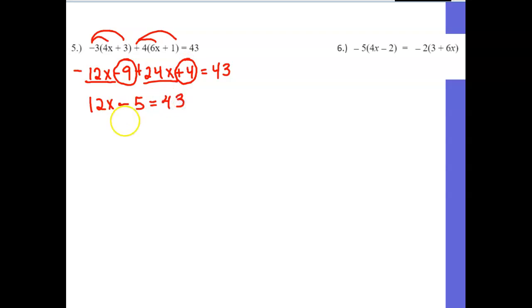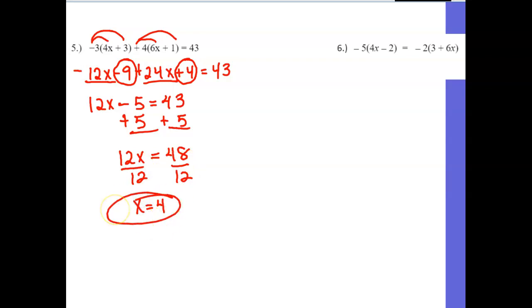Okay, and then I'm going to add 5 to both sides. So 12x is equal to 48. And then I divide both sides by 12. My x is 4. Okay. All right. Number 6, we're going to start by distributing.